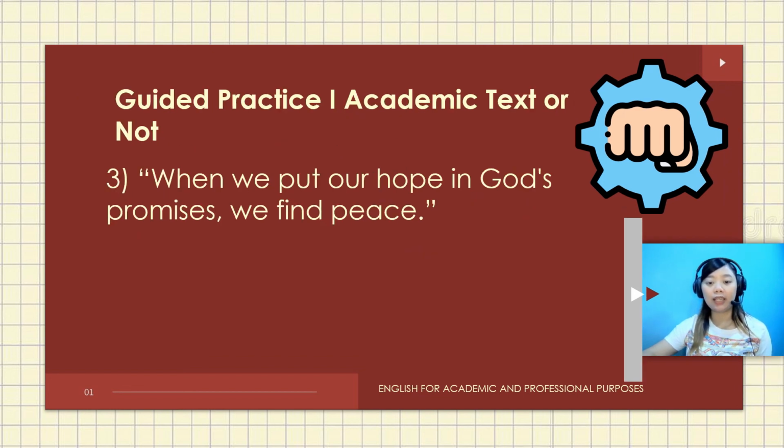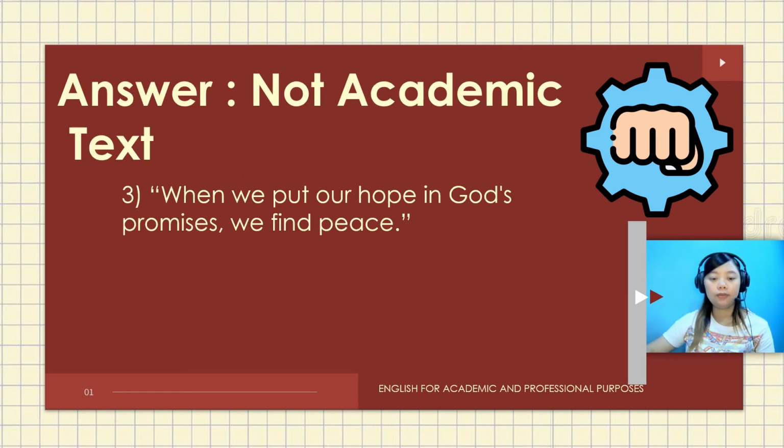Guided practice number 3. When we put our hope in God's promises, we find peace. Is it an academic text or not? 3, 2, 1. Let's proceed with the answer. So the answer is, it's not an academic text. So the reason is that these lines use the personal pronoun we, which made it more subjective rather than objective. So it actually failed to follow the rules of objectivity.